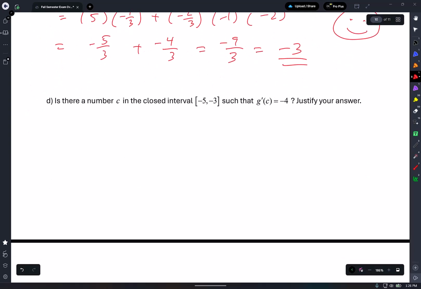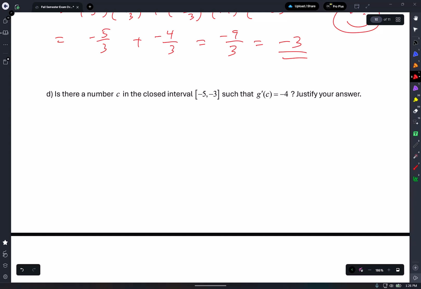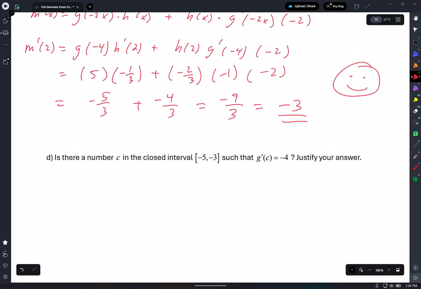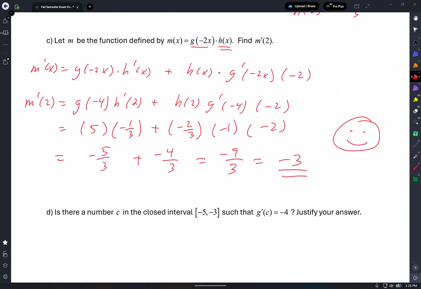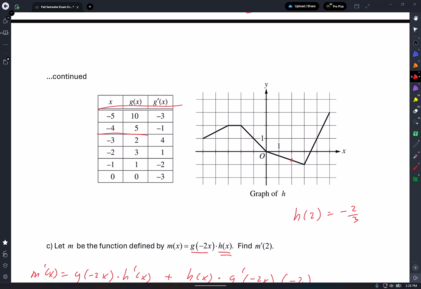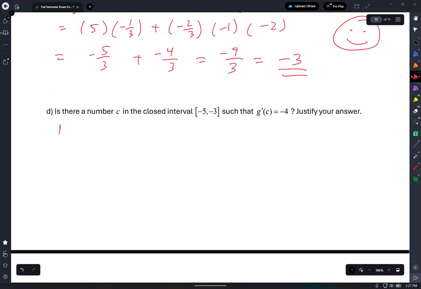We're almost done. Is there a number c on the closed interval negative 9 and 3 such that g prime of c is negative 4? Well, I guess first let's do it by intermediate value. So let's see, negative 5 to negative 3. So I'm only looking right here. And let's see, negative 3, negative 1, 4. Nope, I never hit negative 4 with IVT. So we can't use IVT to prove this.